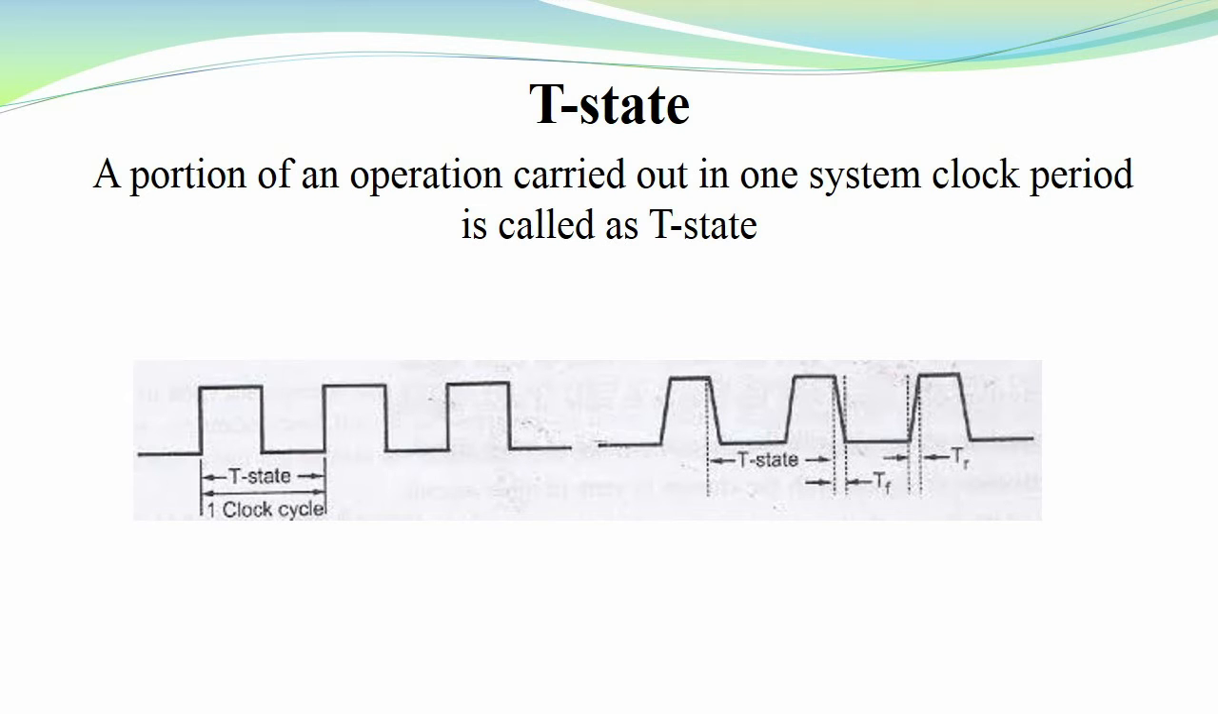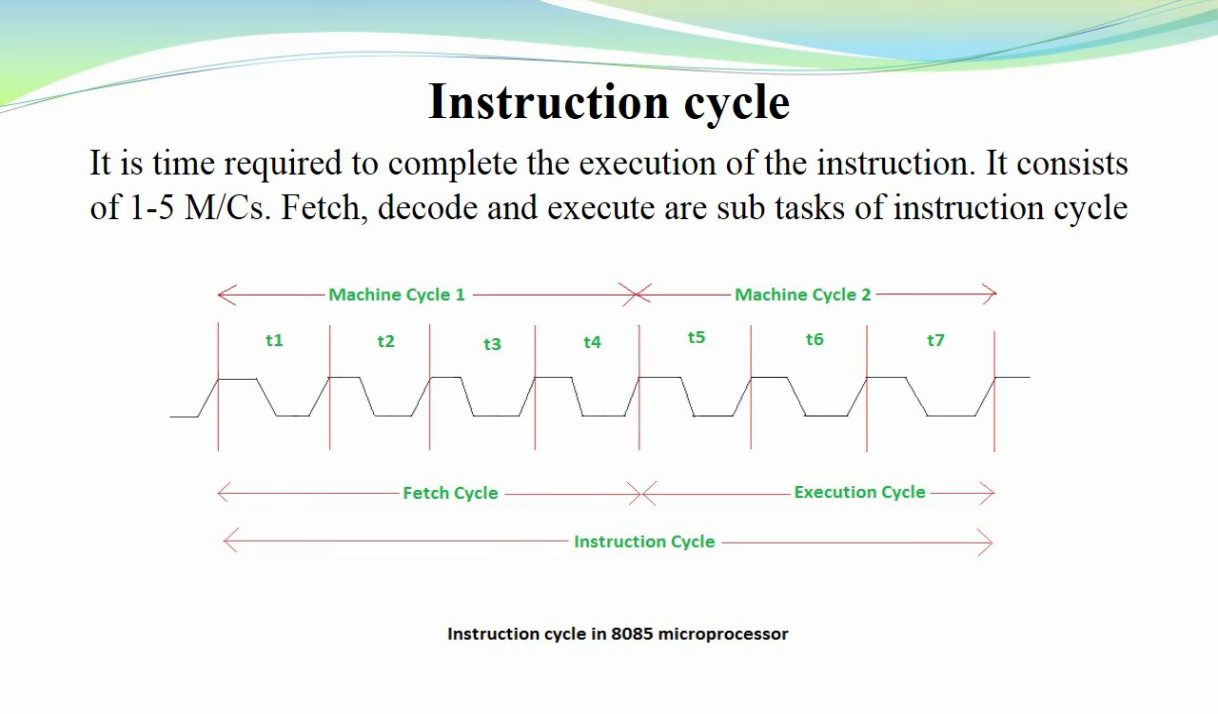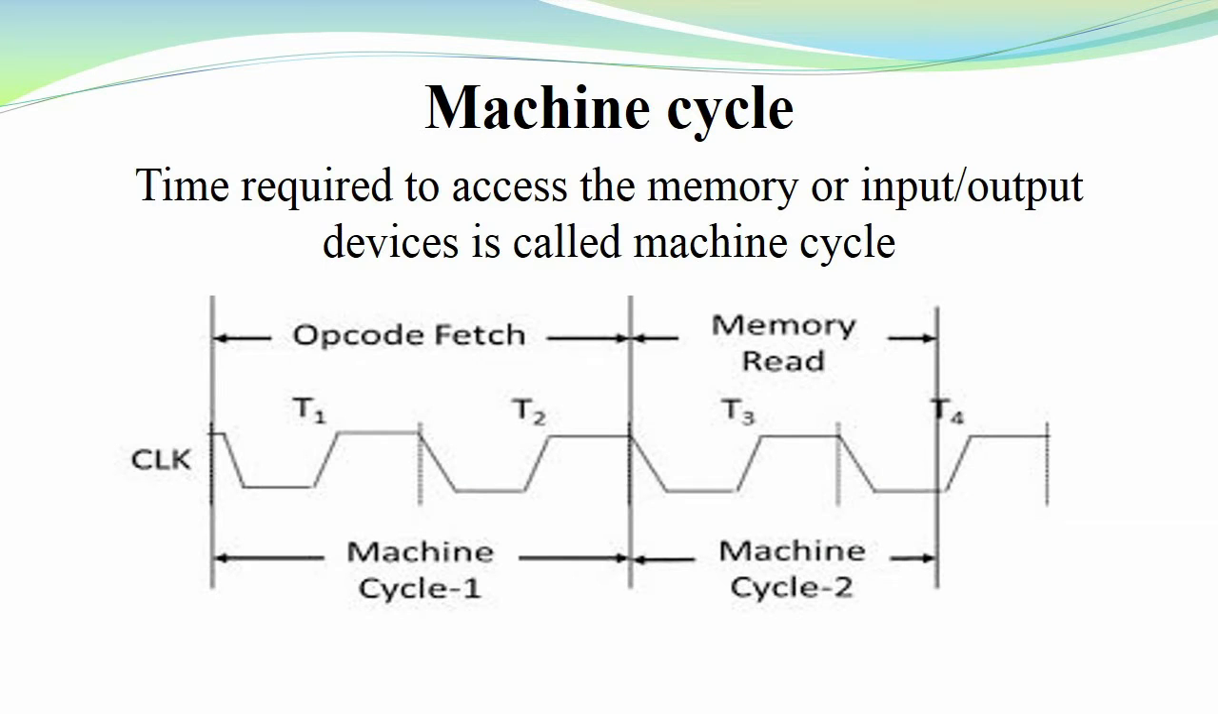T-state. A portion of an operation carried out in one system clock period is called T-state. Instruction cycle. Instruction cycle means time required to complete the execution of the instruction. It consists of 1 to 5 machine cycles. Fetch, decode and execute are subtasks of instruction cycle. Machine cycle. Time required to access the memory or input-output devices is called machine cycle.